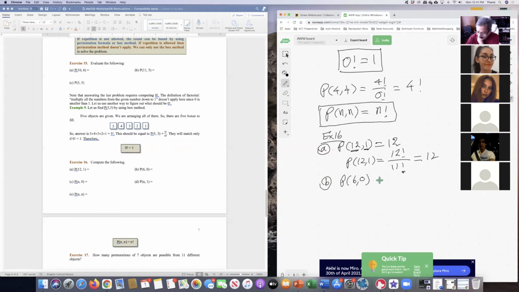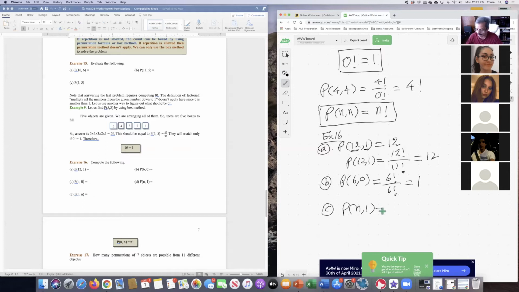Part B is P6,0. Let's think about it using common sense. 6 objects are given. We are choosing nothing. In how many ways can I choose nothing from 6 objects? One way, choose nothing. So the answer should be 1. Let's use the formula to calculate. Numerator is factorial 6. Denominator is? Factorial 6. 6 minus 0 is 6. And that's equal to 1. So it matches common sense. How many ways can you choose nothing? One way, choose nothing.